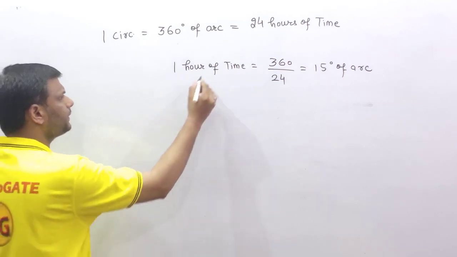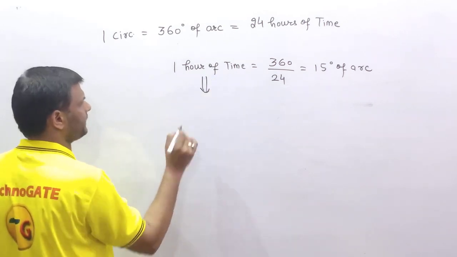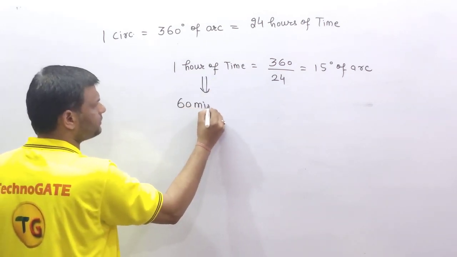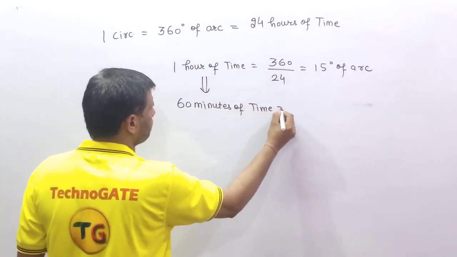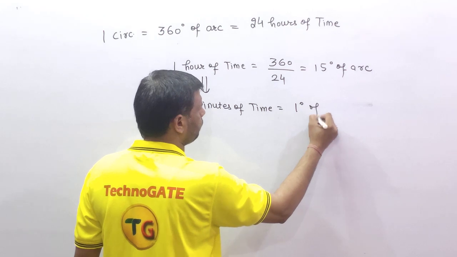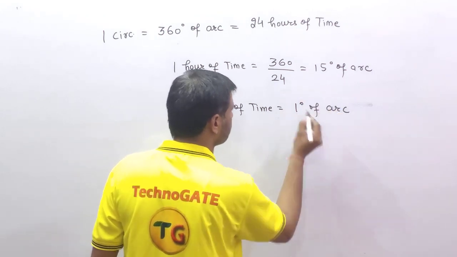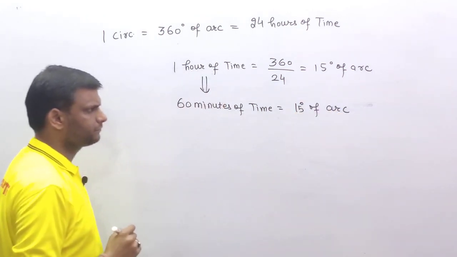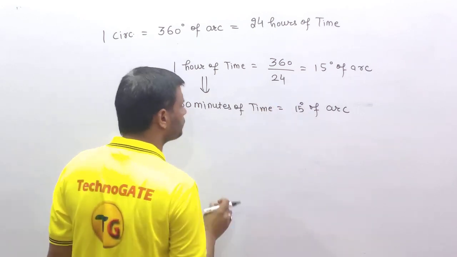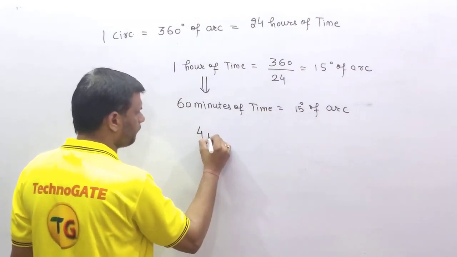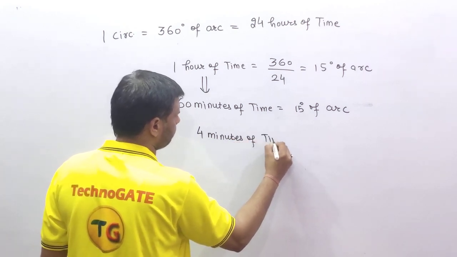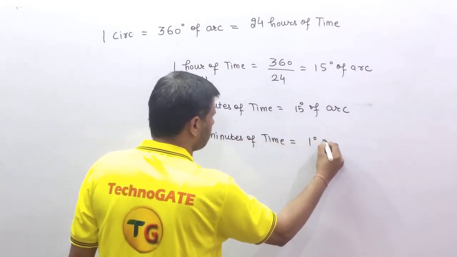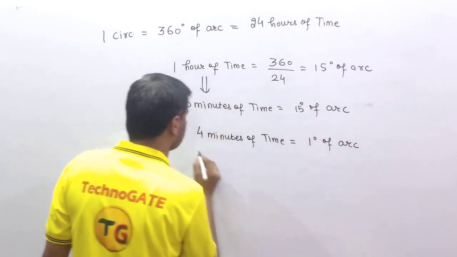Or you can say, in 1 hour of time, 60 minutes of time equals 15 degrees of arc, or you can say 4 minutes of time. 4 minutes of time equals 1 degree of arc.